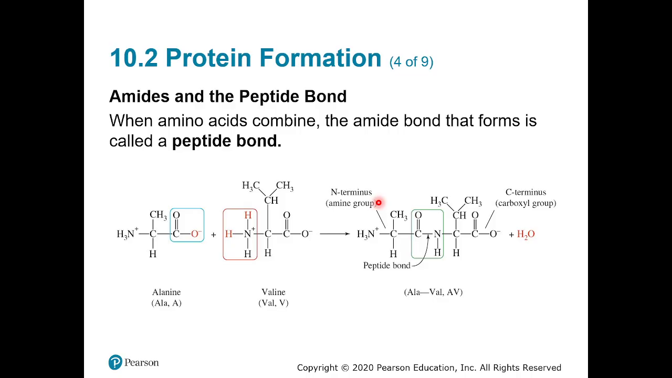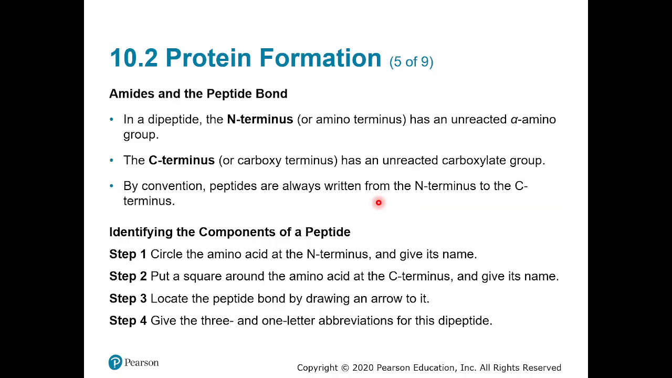And that's all that means. The N-terminus is the side you have the amino exposed. The C-terminus is the side you have the carboxylic acid exposed, and typically where you join more of them to it if you're going to join. So in a dipeptide, your N-terminus, the amino terminus, is going to have your unreacted alpha amino group. The C-terminus, the carboxyl terminus, is going to have your unreacted carboxylate group. By convention, you write the N-terminus on the left side and the C-terminus on the right side.